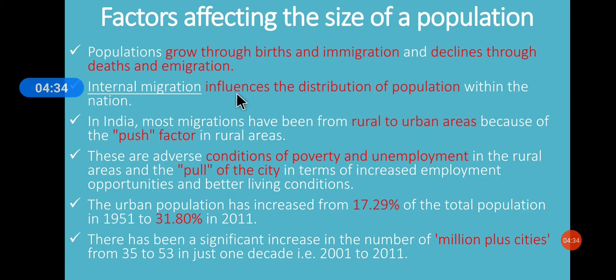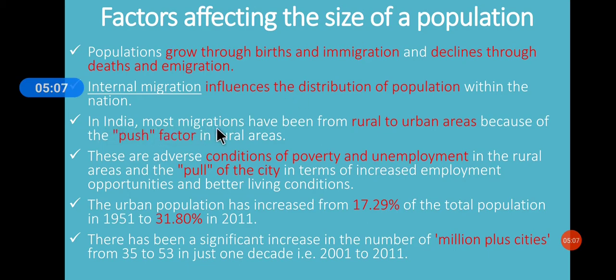Internal migration influences the distribution of population within the nation. Internally, if people are moving from one state to another, it changes the distribution of population in a particular region. In a particular region, a lakh people per square kilometer may reside. If migration takes place, that may increase or decrease the density. It depends on where the people are moving from and to where.